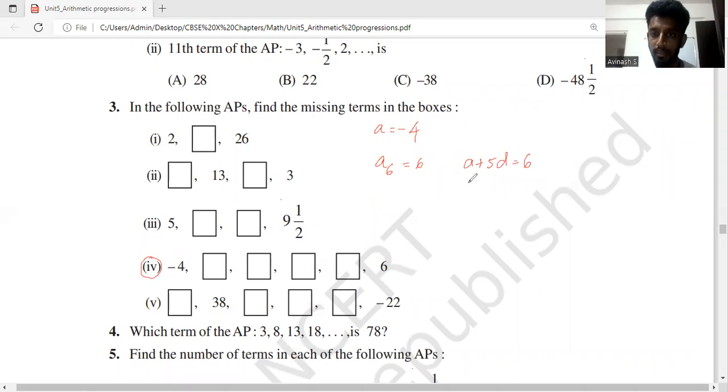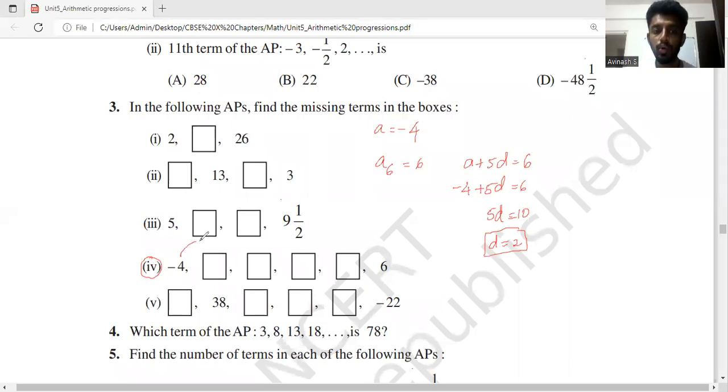Now the value of a can be substituted here. That is also given in the question. So 5d, you get 6. -4 goes to the right side, it becomes +4, and it gets added, you get 10. And the value of d is 2. So this is what we get as the value of d. Now once we get the value of d, we can just add it to the terms to get the subsequent terms.